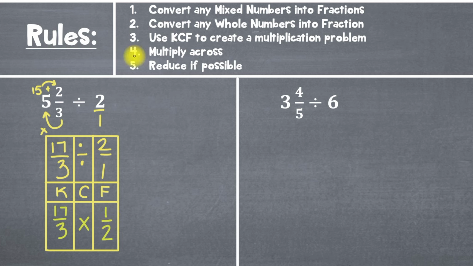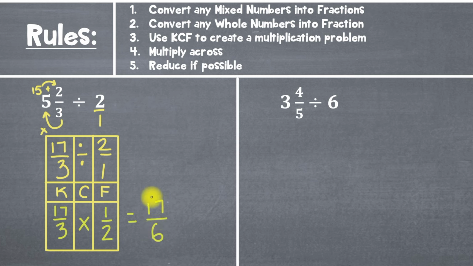Now I can go to rule 4, which is to just multiply across. What that means is I'm going to multiply my top value here and my top value here, and that's going to give me the top part of my answer. And then I'll take the bottom here and the bottom here, also called denominators. I'll multiply those across, and that will give me my denominator for my answer. So 17 times 1 equals 17 over 3 times 2, which equals 6.